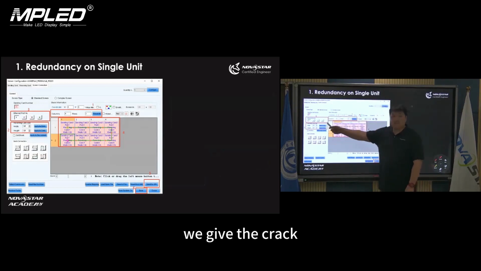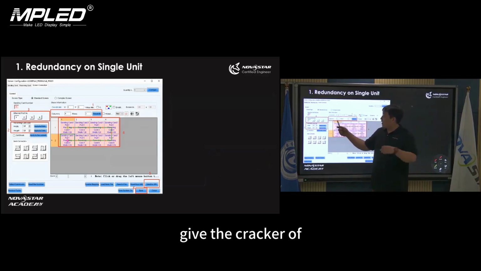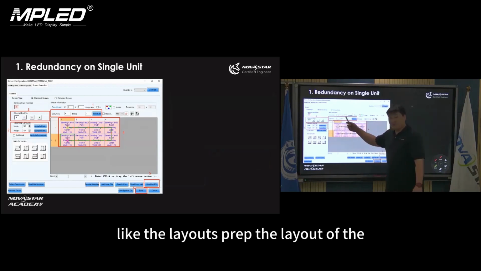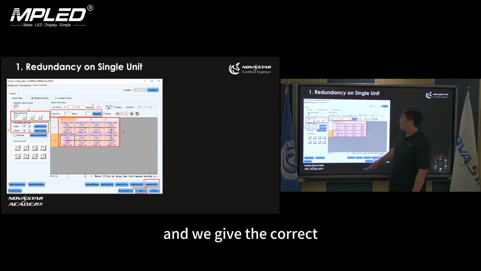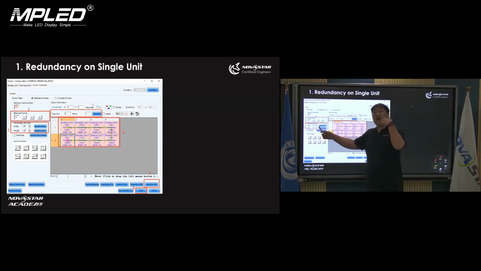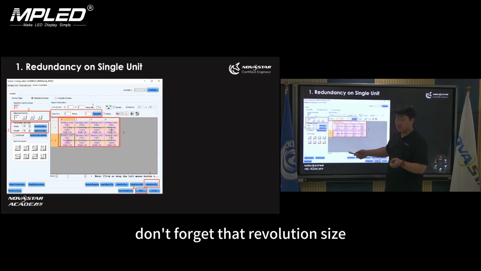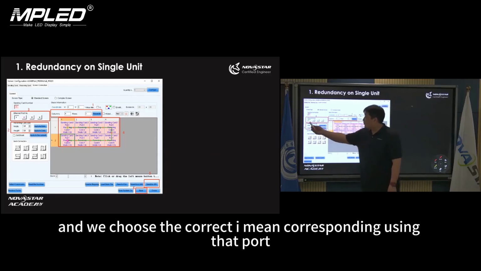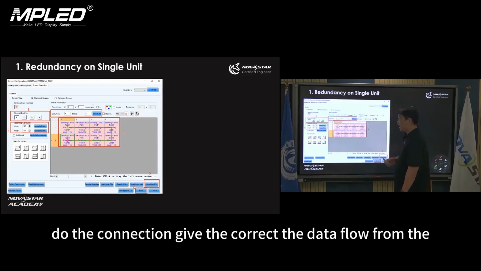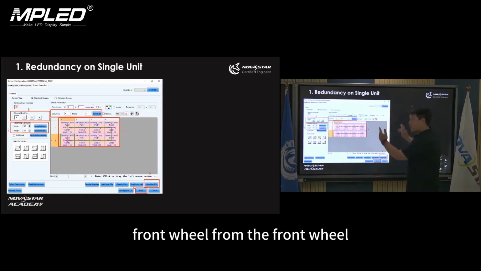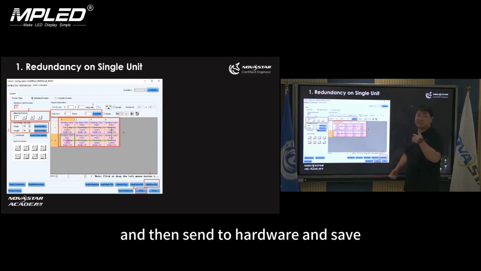We give the correct layout of the cabinet here, and we give the correct resolution size. Don't forget that resolution size, not dimension size. And we choose the correct, corresponding Ethernet port and do the connection, give the correct data flow from the front view, and then send to hardware and save.